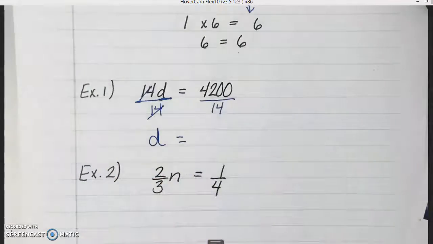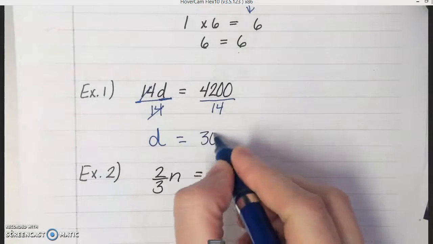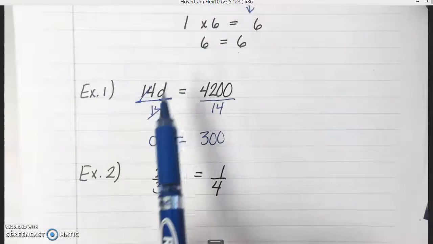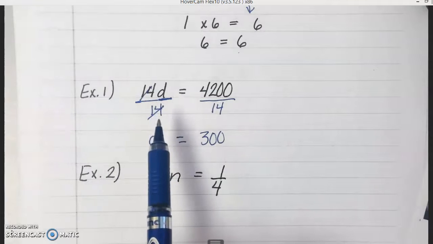And then over here, if you use your calculator or do it by hand, either one, we have 4,200, and we divide by 14. What do we get? So we get that D is 300. Now, if you wanted to check that, all you'd have to do is go back and say 14 times 300, and you'd get 4,200. Any questions on that one? So, if you see that you're multiplying, you have to divide, right?